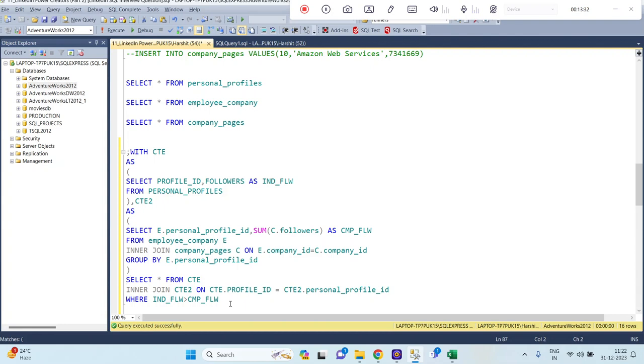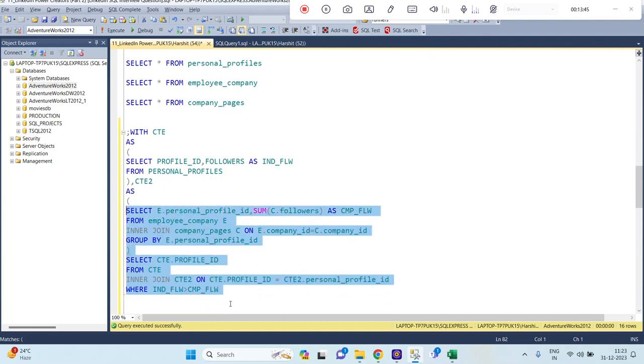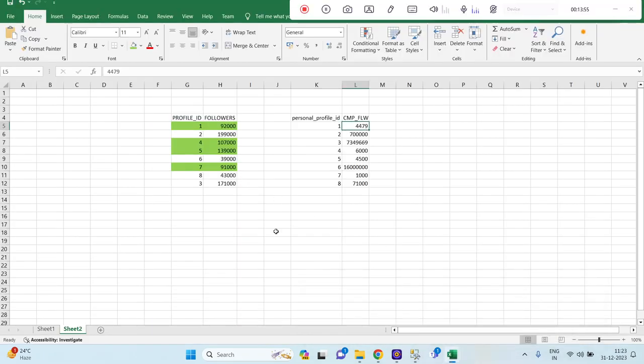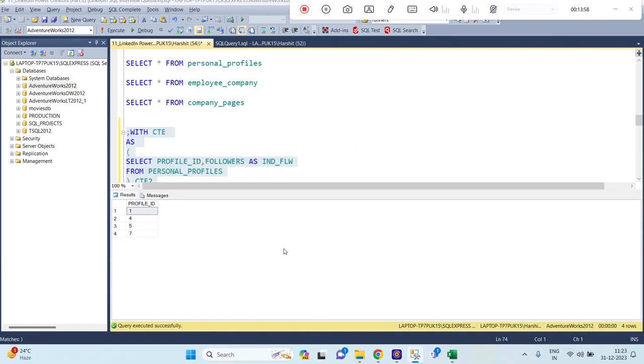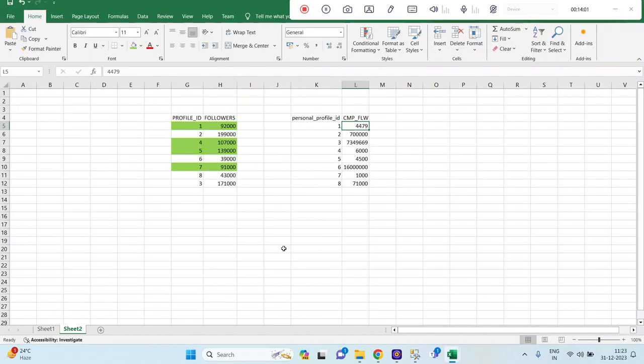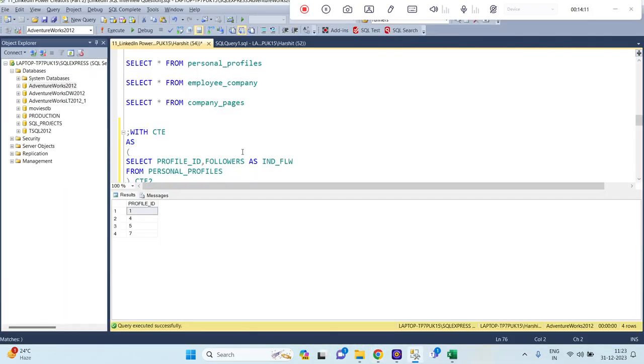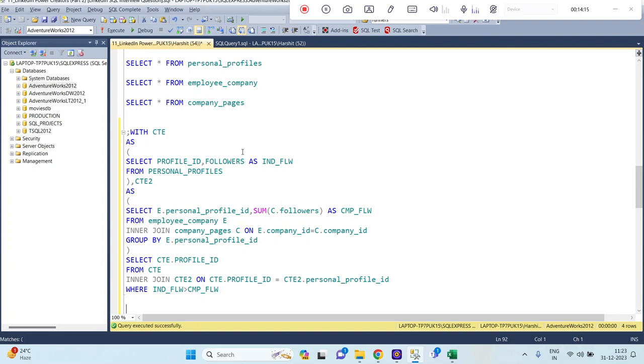Now let me take ct dot profile id. I think I want this one only. Let me run the query. 1457. Perfect, right? In the Excel file also we have displayed the same thing, 1457. So this is the case of multiple CTEs, right?